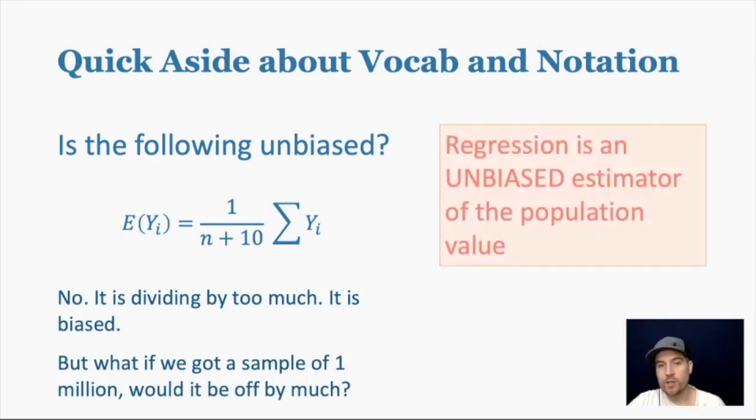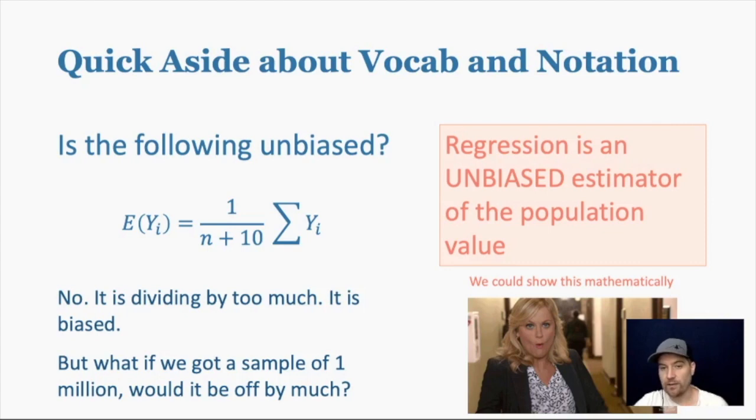What's awesome is regression is an unbiased estimator of the population value. This can be shown mathematically, and I've gone through it many times. We're not going to show it here in this class, lucky you guys, but the idea is that regression arrives at that population value. It is an unbiased estimator of what is happening in the population. That doesn't mean that our sample is perfect, but it means our estimator is the right equation.